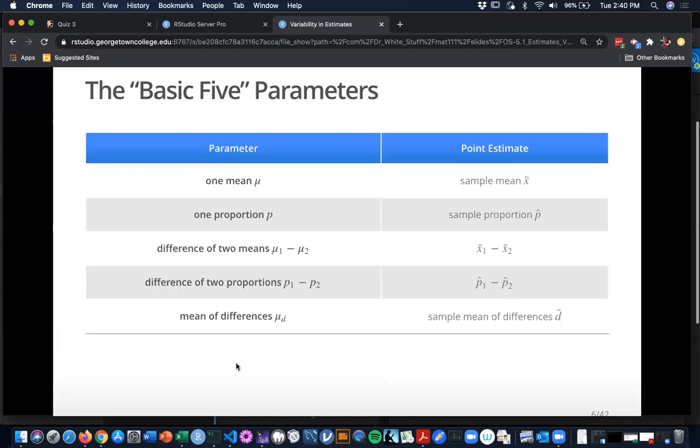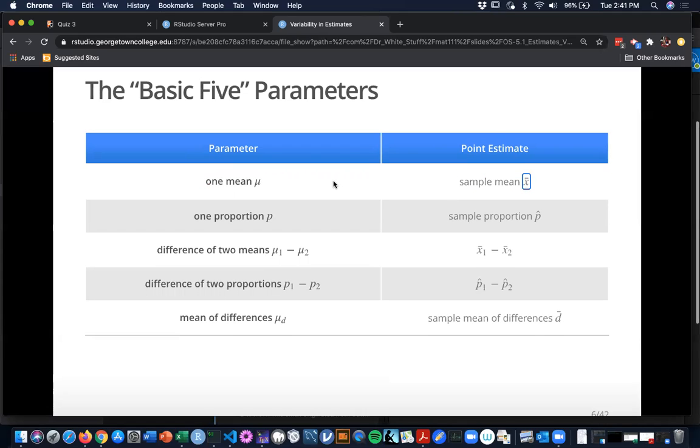There are 5 basic parameters that we're going to be working with in future chapters. Now, I'll give you a brief rundown of each one here. Like the average height of all people in the population, that's when you're interested in one population mean. And you'd estimate it with the sample mean from your sample.